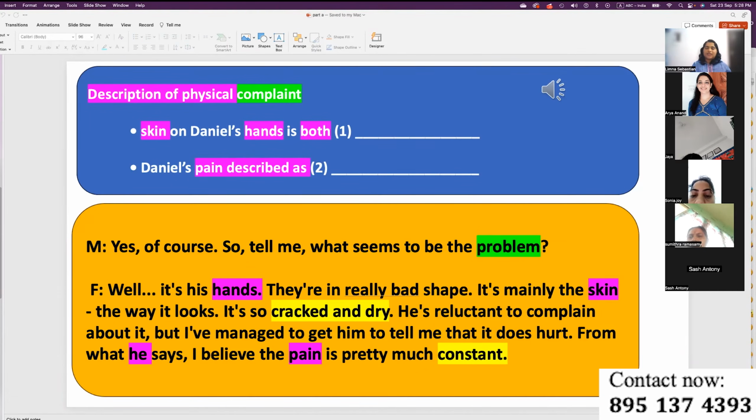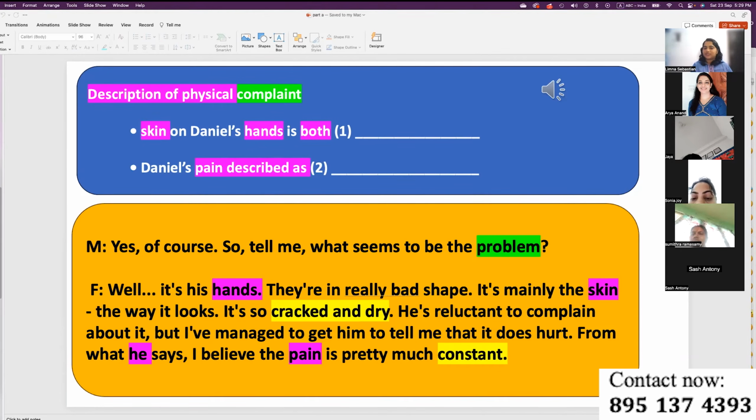And below that, the mother is saying, well, it's his hands. We should listen for that, because hands is our keyword. They're in really bad shape. It's mainly the skin, the way it looks. It's so cracked and dry. So while hearing hands and skin, we should give more attention, because our answer will come next. We should listen carefully, and the answer came: it's so cracked and dry. As I said earlier, because it's written both, we have two answers here, cracked and dry.